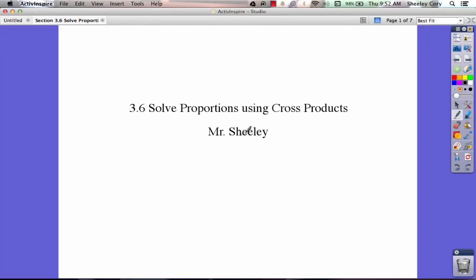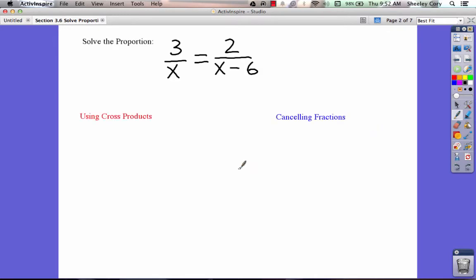Okay, in today's lesson we're going to talk about solving proportions using cross products. We can solve a proportion two different ways. We can either use cross products or we can just do the canceling fractions solving process that we've been doing in other problems like variables on both sides and stuff like that. I prefer the canceling fractions version versus cross products.